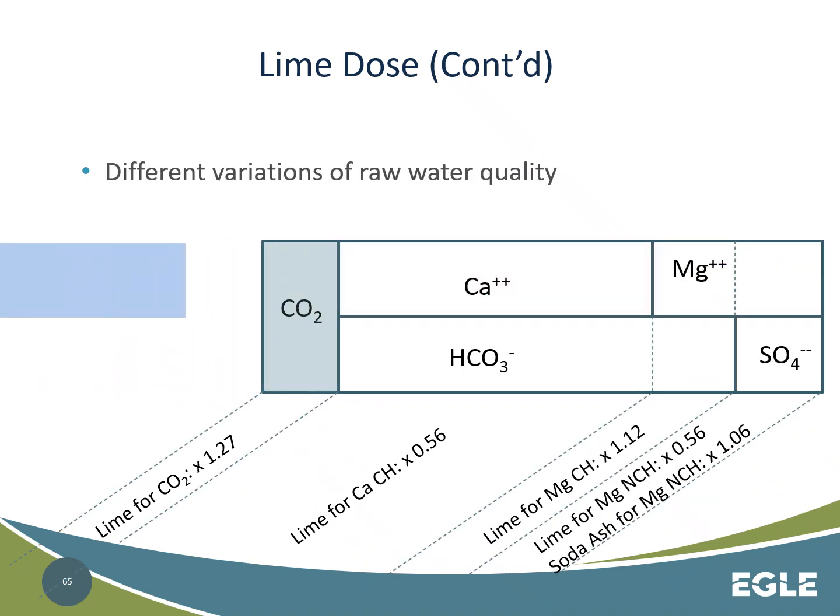This is the same concept again, but with a different configuration of hardness. Starting from the left, first we neutralize CO2 with lime, then we remove calcium carbonate hardness with lime. Next, we remove magnesium carbonate hardness with lime. And finally, we remove magnesium non-carbonate hardness with lime and soda ash. These are the same ratios and calculations shown on the table a couple slides ago, just in a different layout.